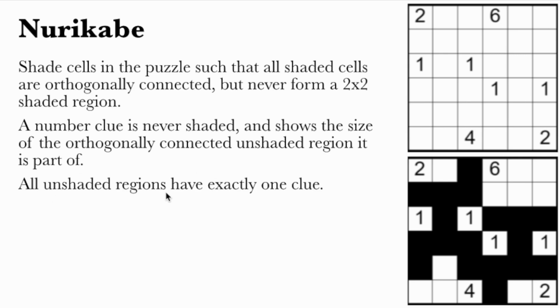All unshaded regions have exactly one clue. That means we can't have an extra region. We couldn't surround this white square here with shaded cells all around, because that would be illegal. And also, let's say these were both 4s, they couldn't be part of the same 4-cell region because it's exactly one clue. Those are all of the rules of Nurikabe, so it's time to solve a puzzle.